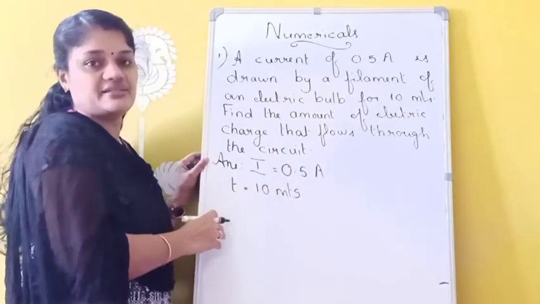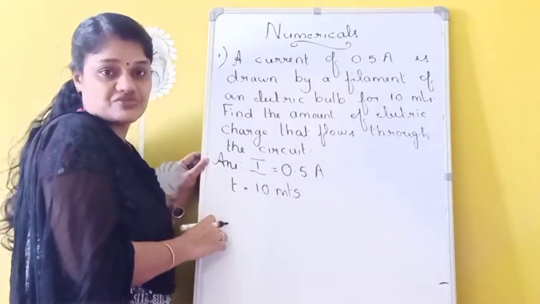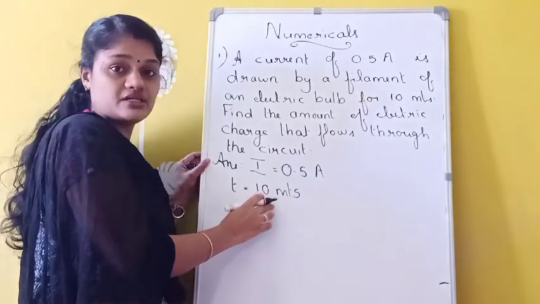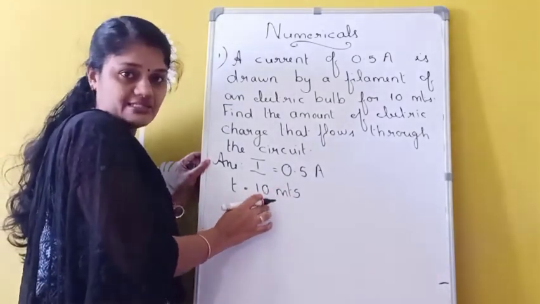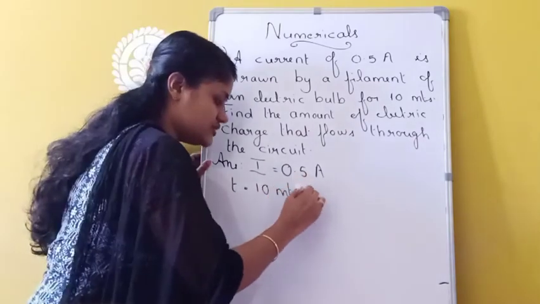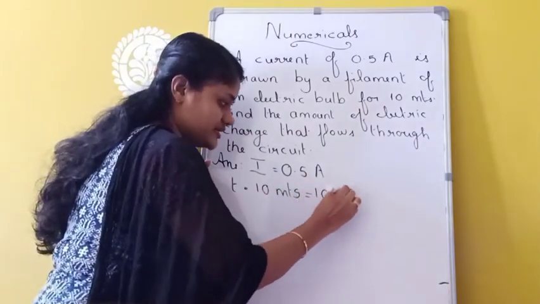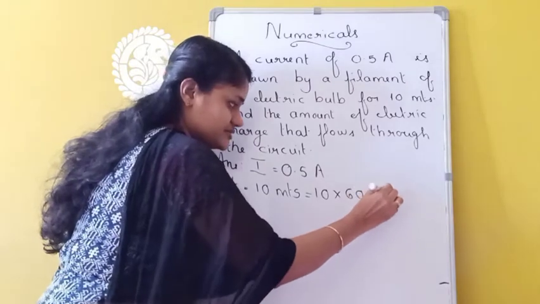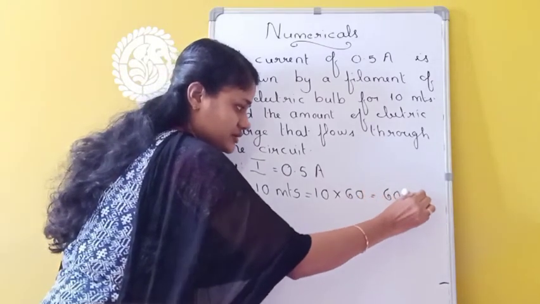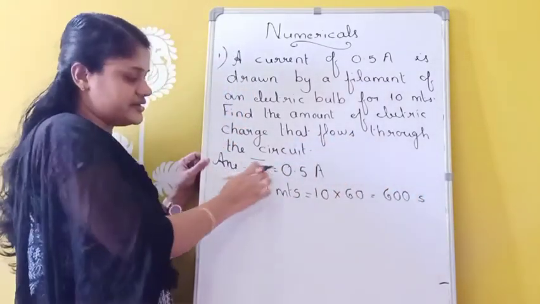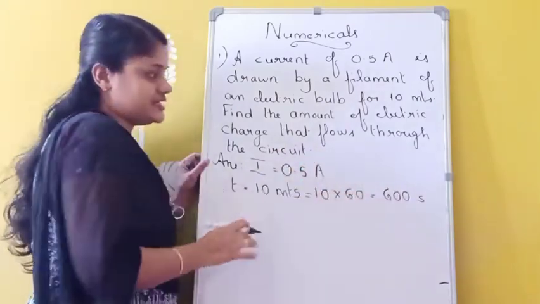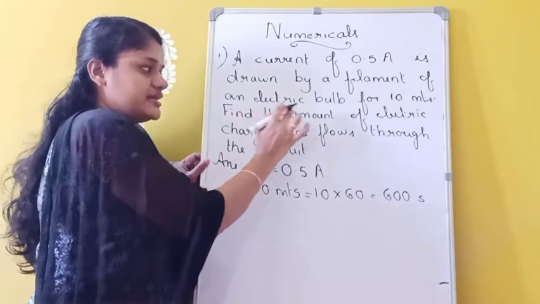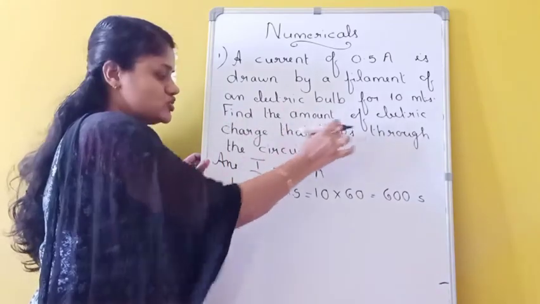But we know that the SI unit, the standard unit of time, is seconds. So we have to convert this time into seconds. So 1 minute equals how many seconds? 60 seconds. So we have to multiply by 60. 10 into 60 becomes 600 seconds. So current is given here and it flows for a time of 600 seconds. Then we have to find the amount of electric charge that flows through the circuit.